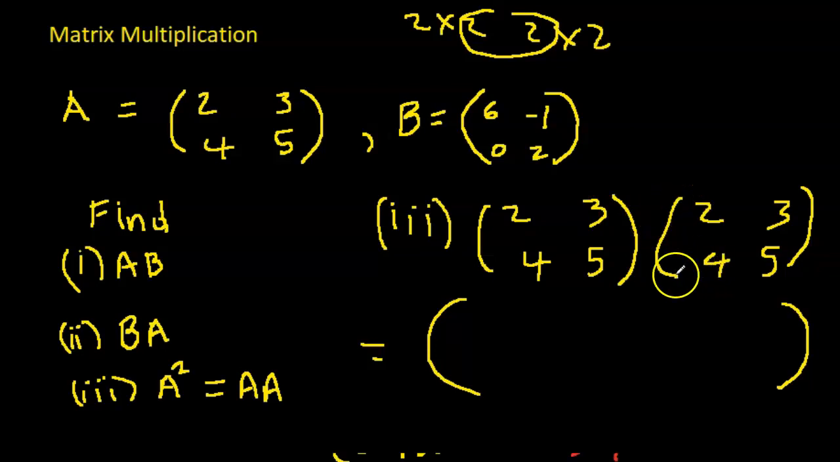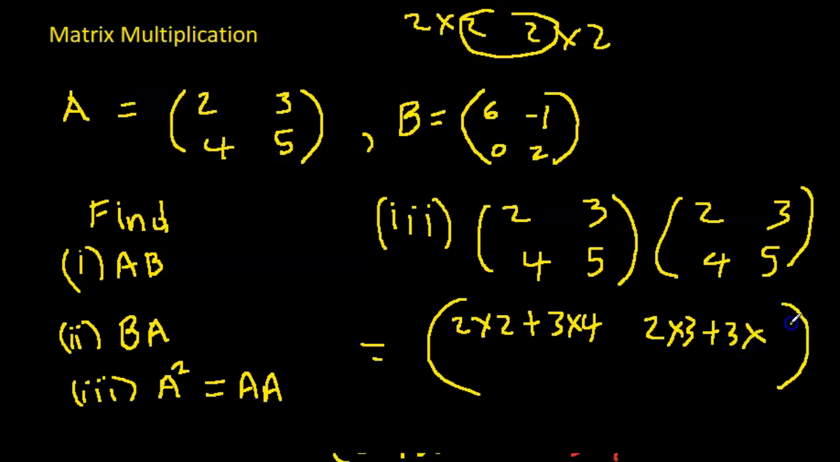So 2, 3 to 2, 4. So 2 times 2 plus 3 times 4. Then you're applying the same 2, 3 to now 3, 5. So 2 times 3 plus 3 times 5. That's it for the top row. So you take the top row, apply it to column 1, then column 2. Then you take the bottom row, apply it to the same column 1, same column 2. So you apply the 4, 5 now to 2, 4. So 4 times 2 plus 5 times 4. So first number to first number, second number to second number.